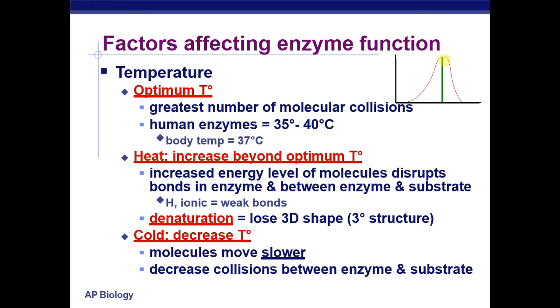If we make the enzyme too cold, or colder than the optimal temperature, the molecules will start to move more slowly, and there will be a decrease in collisions between the active site and the substrate molecules, and so the reaction won't be able to go very quickly. So it's kind of a bell-shaped curve to the optimal temperature for enzymes, and different enzymes will have a different optimal temperature depending on the environment where they're specialized to function.